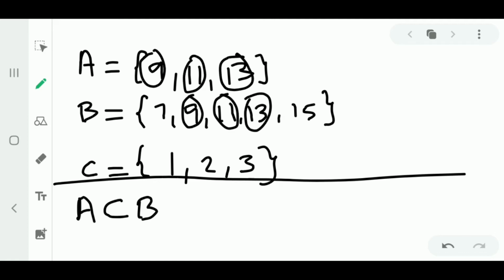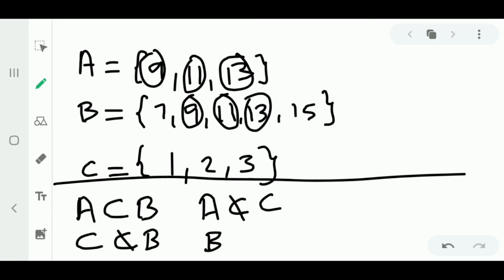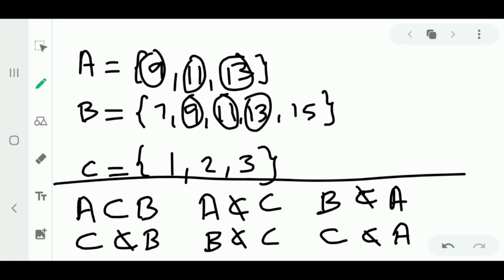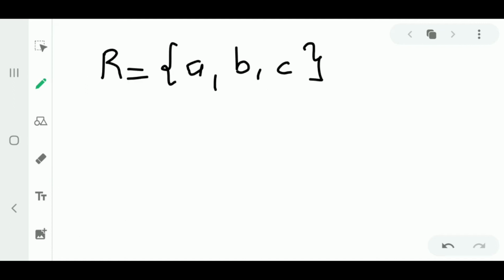We can see too that C is not a subset of B. A is not a subset of C. B is not a subset of C. B is not a subset of A. C is not a subset of A. So the only subset we have here is A being a subset of B, because all the elements in A are in B. So let's say we want to calculate the number of subsets in this set here.